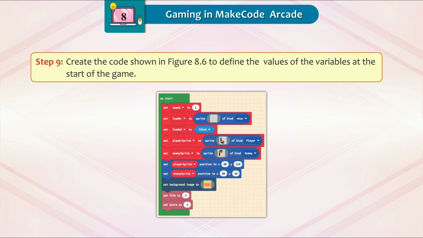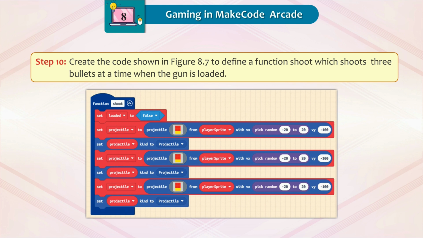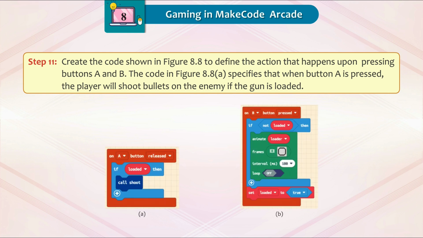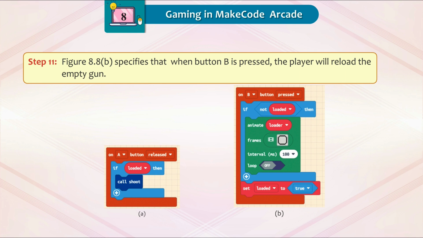Step 9. Create the code shown in figure 8.6 to define the values of the variables at the start of the game. Step 10. Create the code shown in figure 8.7 to define a function shoot which shoots 3 bullets at a time when the gun is loaded. Step 11. Create the code shown in figure 8.8 to define the action that happens upon pressing buttons A and B. The code in figure 8.8a specifies that when button A is pressed, the player will shoot bullets on the enemy if the gun is loaded. Figure 8.8b specifies that when button B is pressed, the player will reload the empty gun.